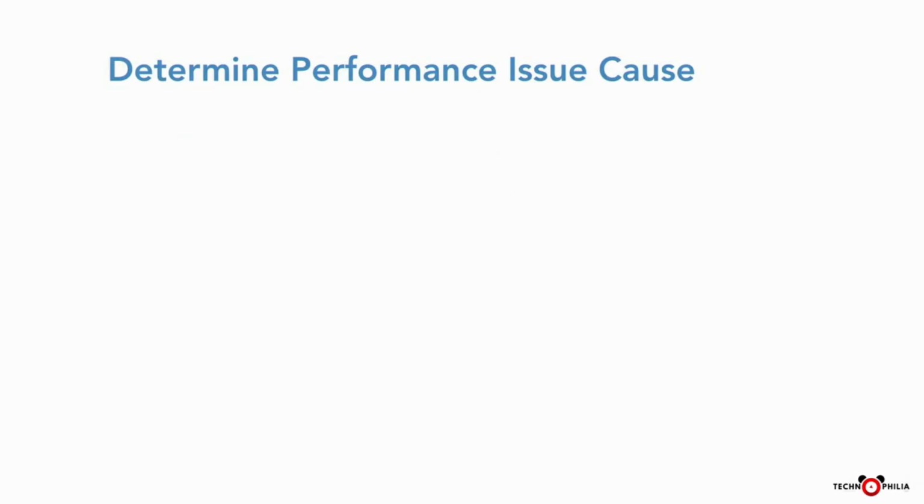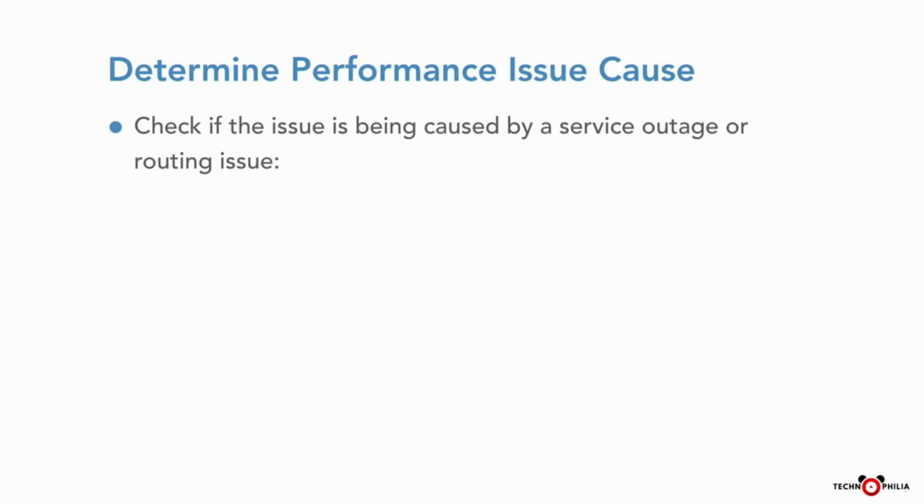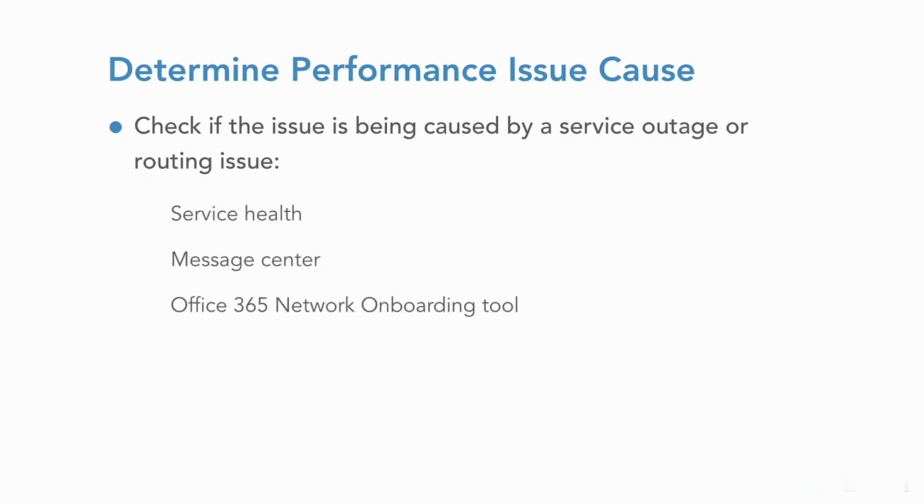Not all performance issues are caused internally. Some of them may be due to a service outage by Microsoft. You'll use the Microsoft 365 Admin Center to check the service health, the Message Center to check if there's any service issues, and the Office 365 Network Onboarding tool to see if there's a routing issue.